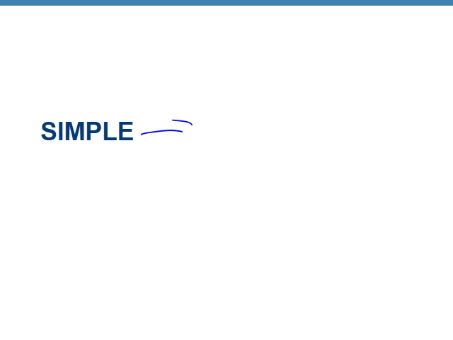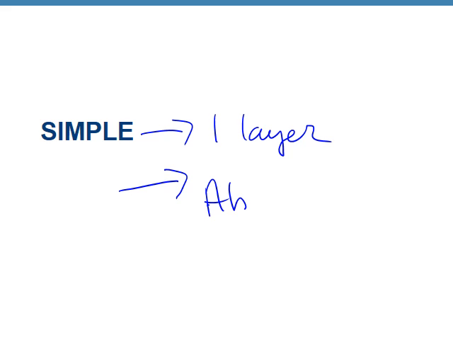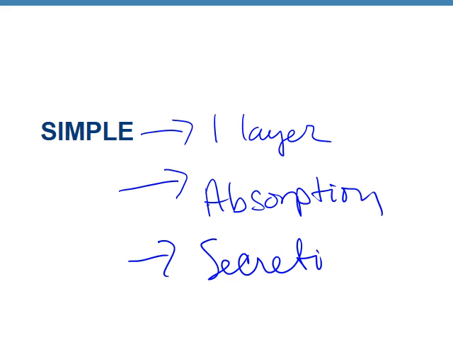So when you think of simple, you should automatically think of one layer. And then the next thought should be, this is going to have something to do with absorption or something to do with secretion.